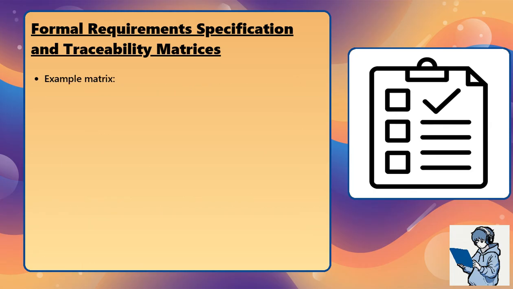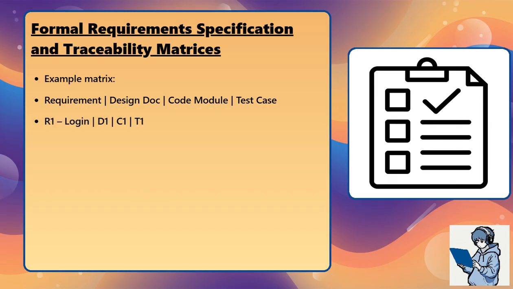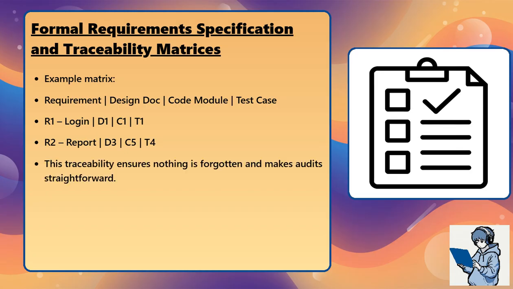Example matrix: requirement, design doc, code module, test case. R1-login, D1, C1, T1. R2-report, D3, C5, T4. This traceability ensures nothing is forgotten and makes audits straightforward.